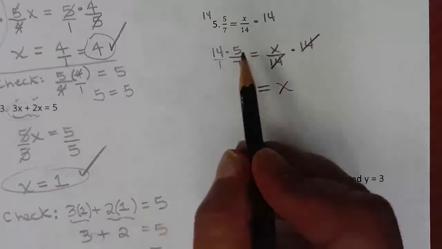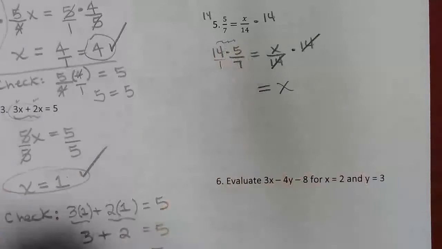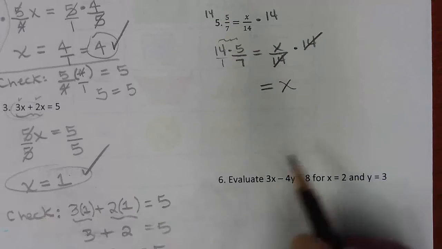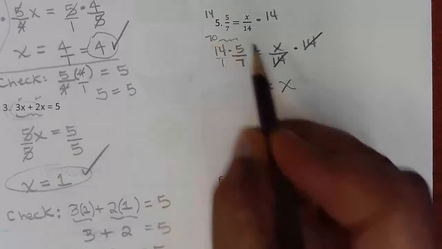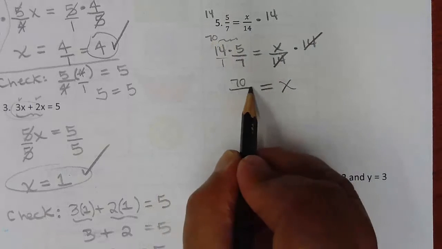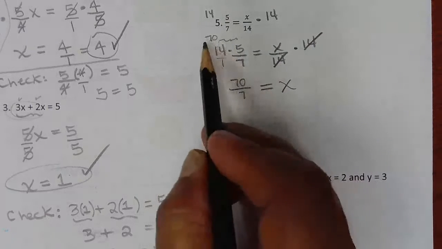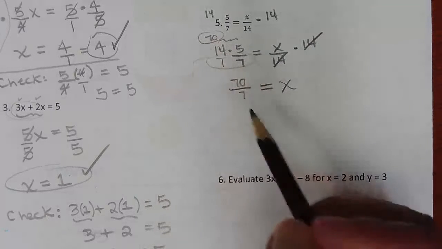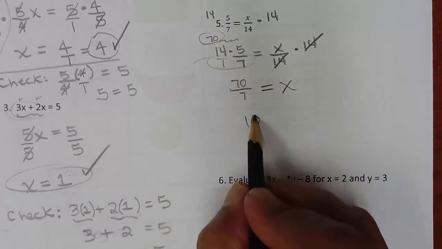When you're multiplying a fraction times another fraction, you're supposed to multiply the tops and you multiply the bottoms. Okay, so 14 times 5 is 70. And then 1 times 7 is 7. So multiplying the tops, you got a 70. Multiplying the bottoms, you got a 7. 70 divided by 7, 10.